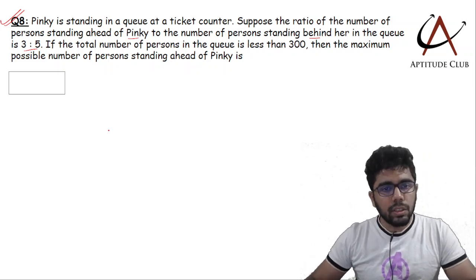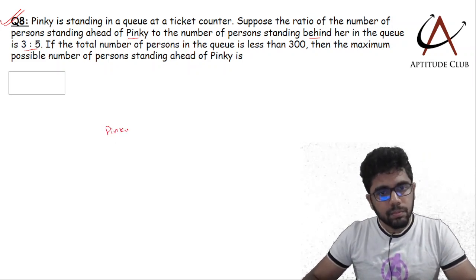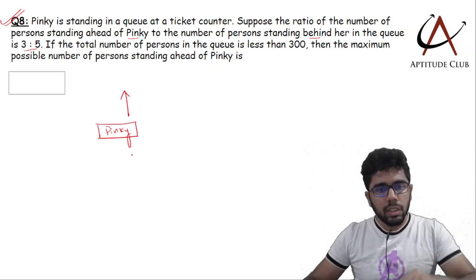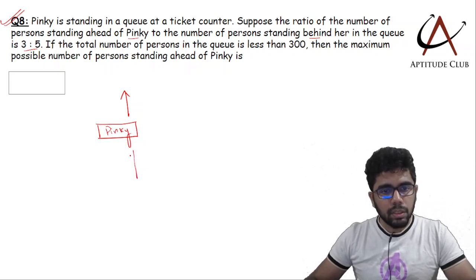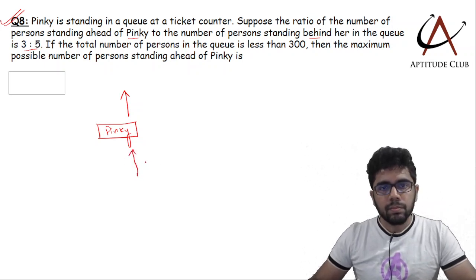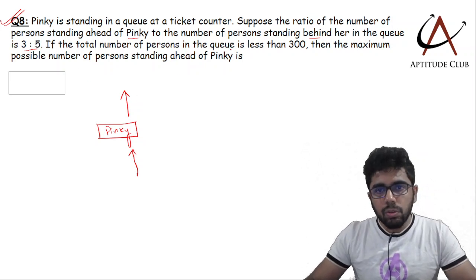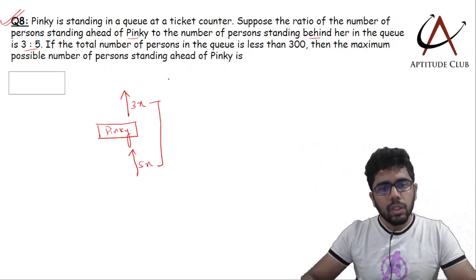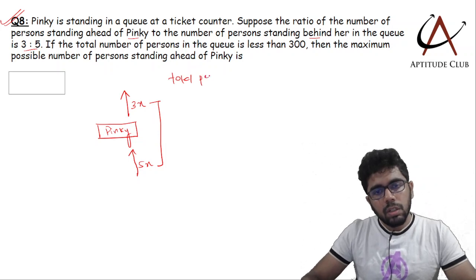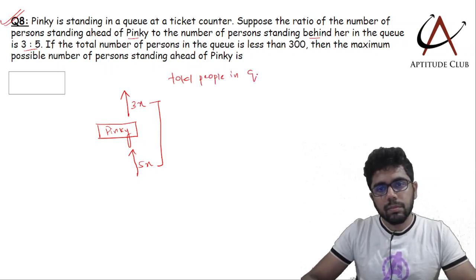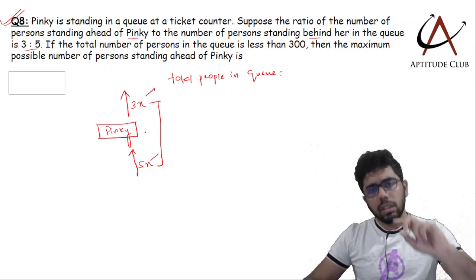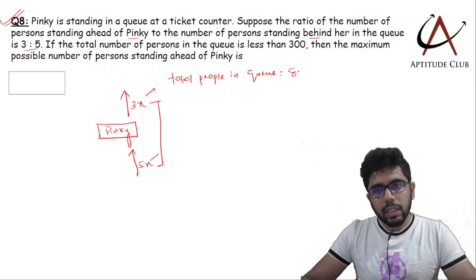So now Pinky is standing in a queue. Suppose this is Pinky. Now there are a few people who are ahead of Pinky, and a few people who are behind Pinky. The ratio of the number of people ahead and behind Pinky is 3:5. So if this is 3x and this is 5x, what is the total number of people in the queue? It is 3x plus 5x, and Pinky herself is one person. So I can write it as 8x plus 1.